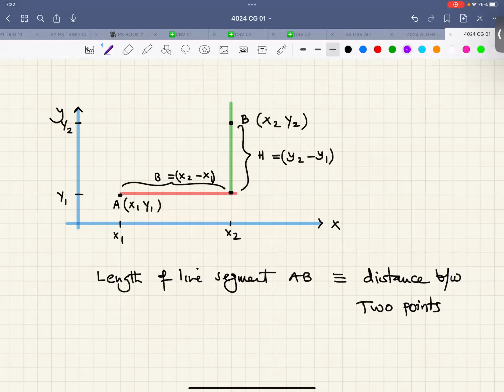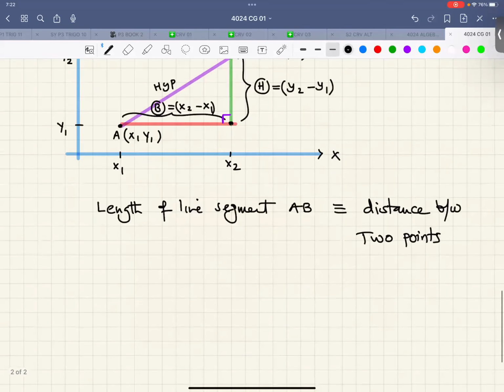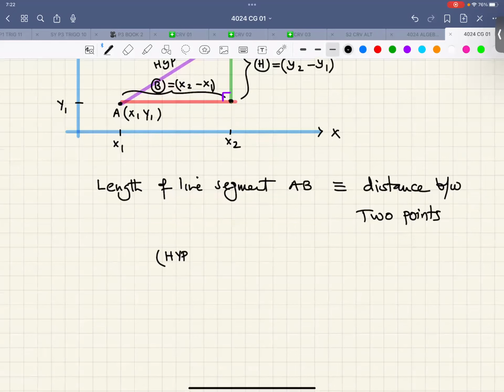And if I join it like this, what is this? This is the hypotenuse of a right angle triangle. So this AB is the hypotenuse. This is the height. This is the base. We know that hypotenuse square is equal to base square plus height square.